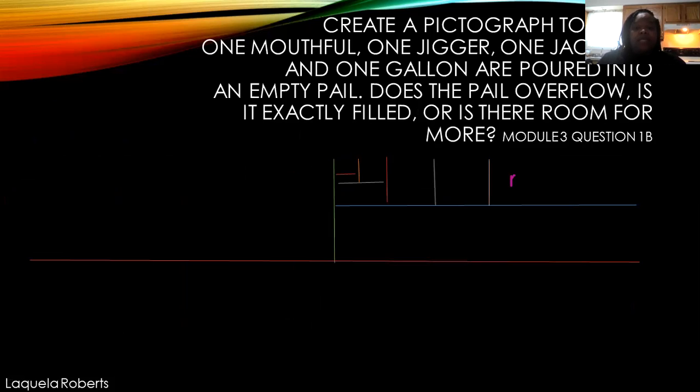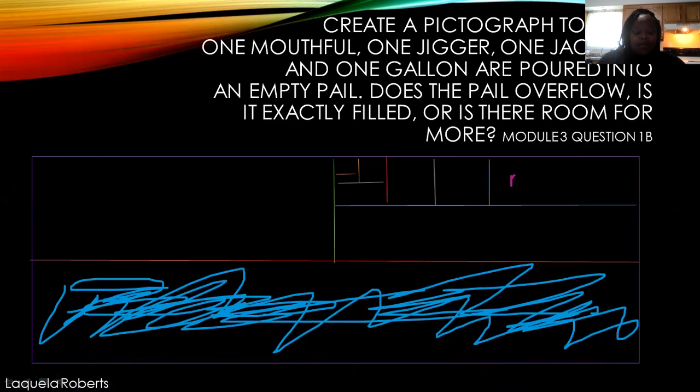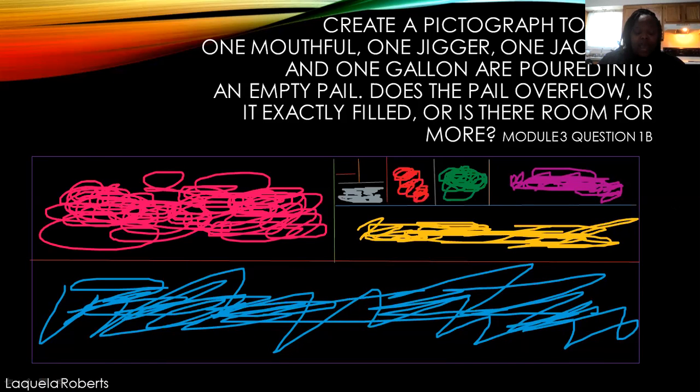Part B is telling us, as we can see, this is our pail, that's purple. And so we have our gallon, our bottle, our quart, our pint, our cup, a gill, a jack, a jigger, and a mouthful. And then it asks us, is it exactly filled or is there room for more? Well, the answer to that is we have enough room for another mouthful.